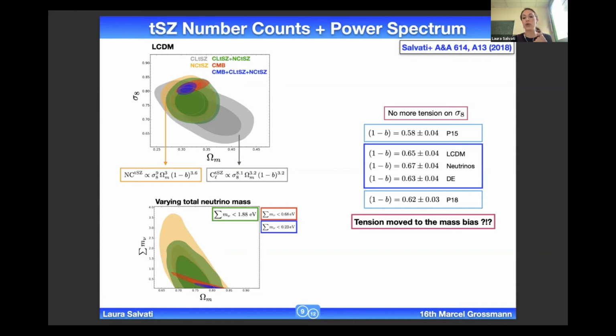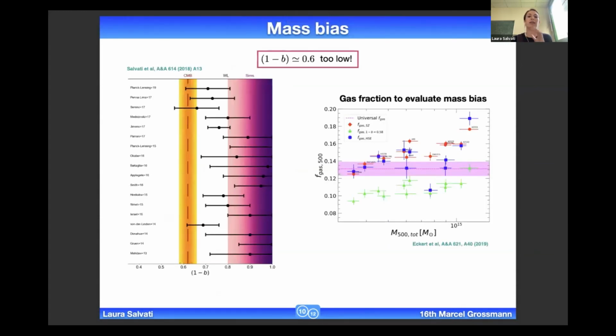And this is also in light of the fact that 1 minus b around 0.6 is not only in disagreement with hydrodynamical simulations and different from lensing analysis. Here you have a collection of these. But if we consider also other astrophysical observables related to clusters, this value is way too low.